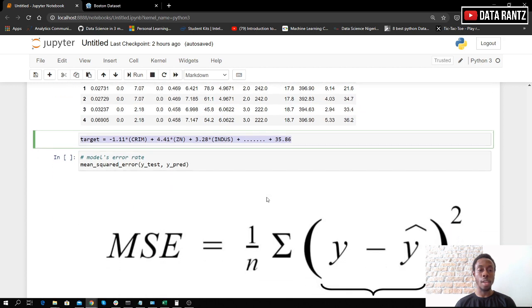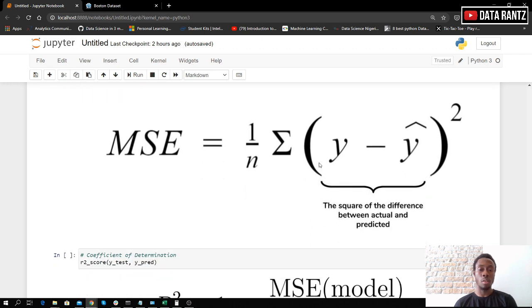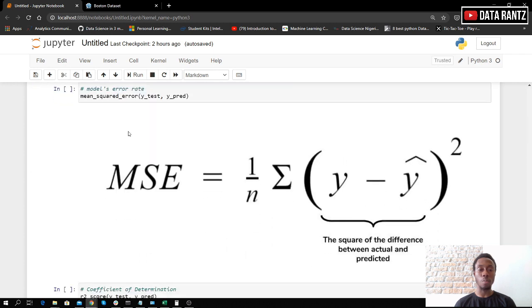But then we also need to check our performance. One of the ways we check is the mean squared error. The mean squared error uses the difference between what you predicted and what the exact figure is, then sums it up, squares it, and calculates the error. That's basically how it calculates the error, just the difference between what you predicted and what it is supposed to be. We can see from this formula, which is the formula for calculating the mean squared error, this is our original value, what it is supposed to be.